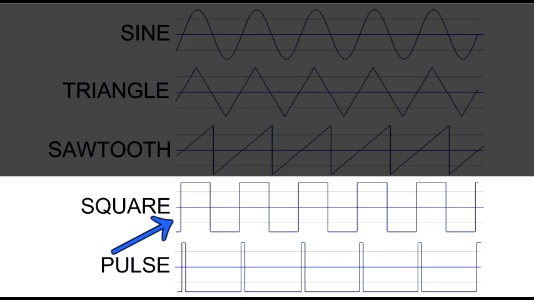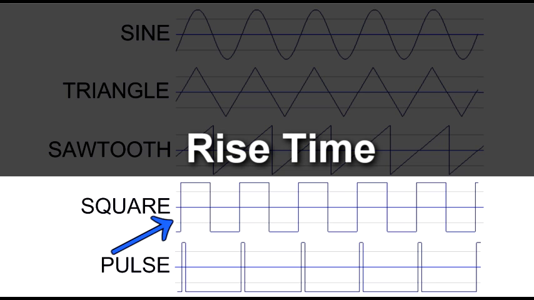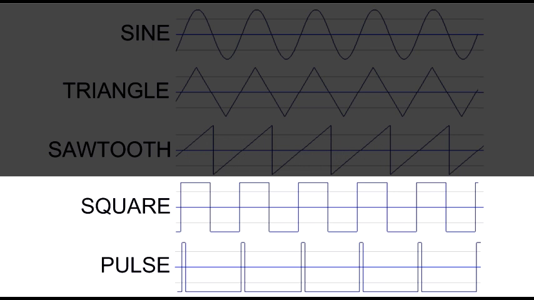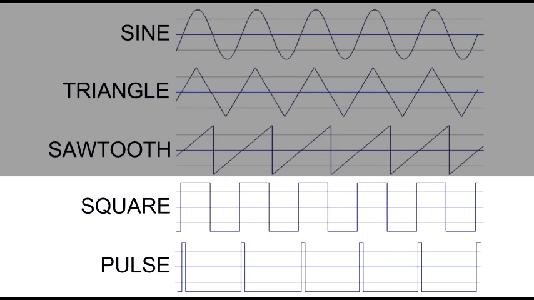Note that the fast movement at the wave's edge is what creates the harmonic overtones. In techno speak, this is called the wave's rise time. The steeper the wave transition, and the faster the speaker moves in turn, the more high-frequency content there is.